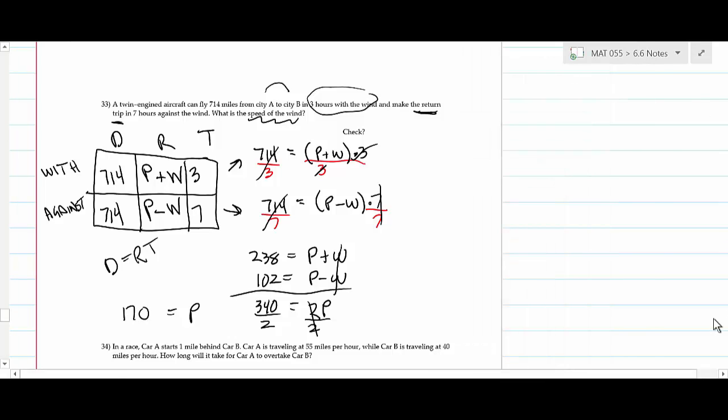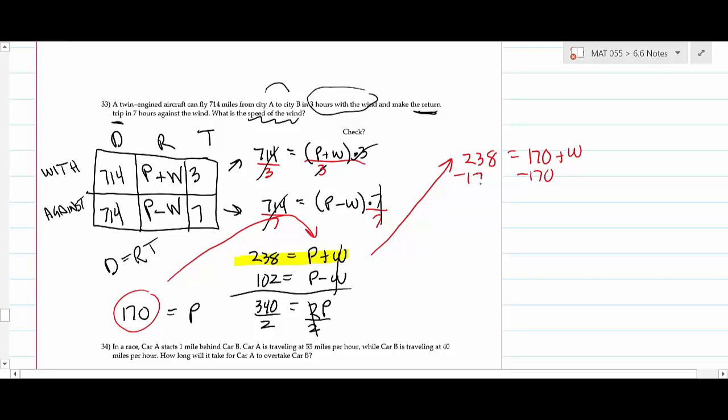Now you're supposed to find the speed of the wind. So you can take either equation in this system. Let's just take that equation right there. Okay? And if I do that, I'm going to have 238 is equal to the speed of the plane, which is 170, plus W. So I'm just taking that equation, plugging in the P because I know it now, right? Then I could subtract 170 from both sides. Then that would give me the speed of the wind.